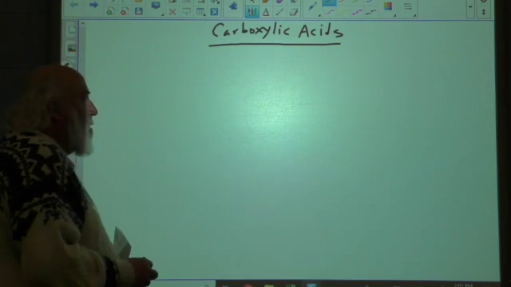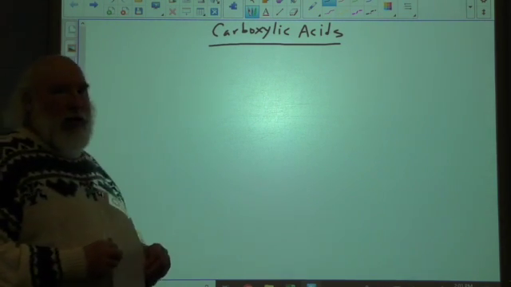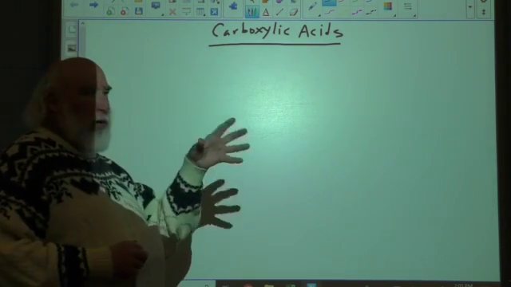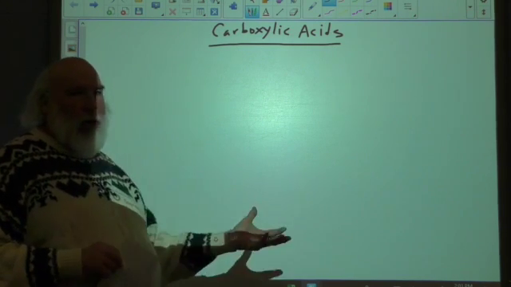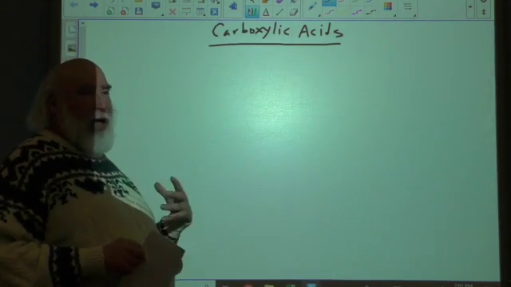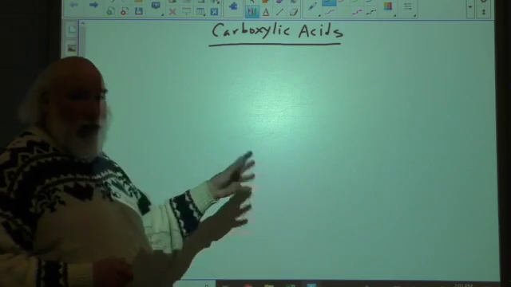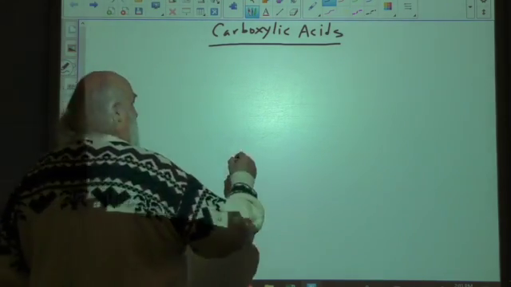All right. The next section deals with carboxylic acids. This is a really big part. This is almost as big as alcohols. There's a lot of uses for this. First of all, let's define what a carboxylic acid is.